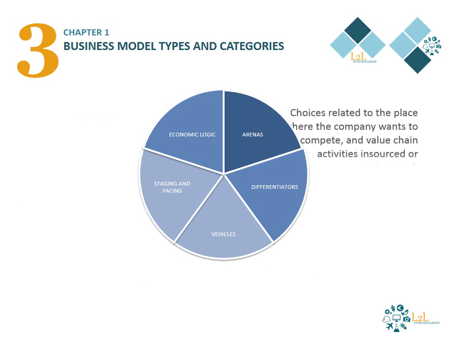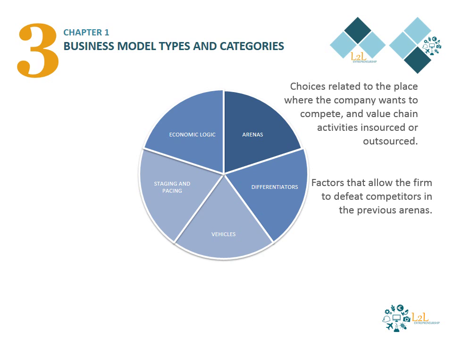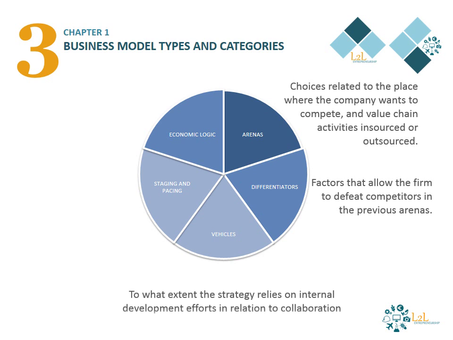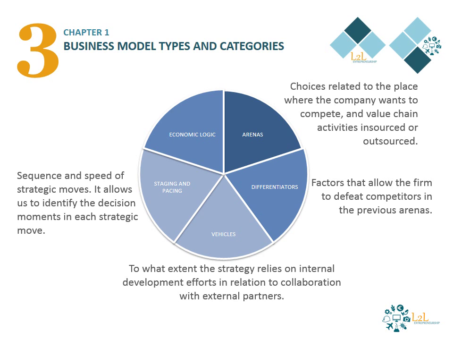Arenas. Choices related to the place where the company wants to compete, and value chain activities insourced or outsourced. Differentiators. Factors that allow the firm to defeat competitors in the previous arenas. Vehicles. The extent to which the strategy relies on internal development efforts in relation to collaboration with external partners. Staging and pacing. Sequence and speed of strategic moves. It allows you to identify the decision moments in each strategic move. Economic logic. It shows how all the previous parts join in order to satisfy stakeholders.